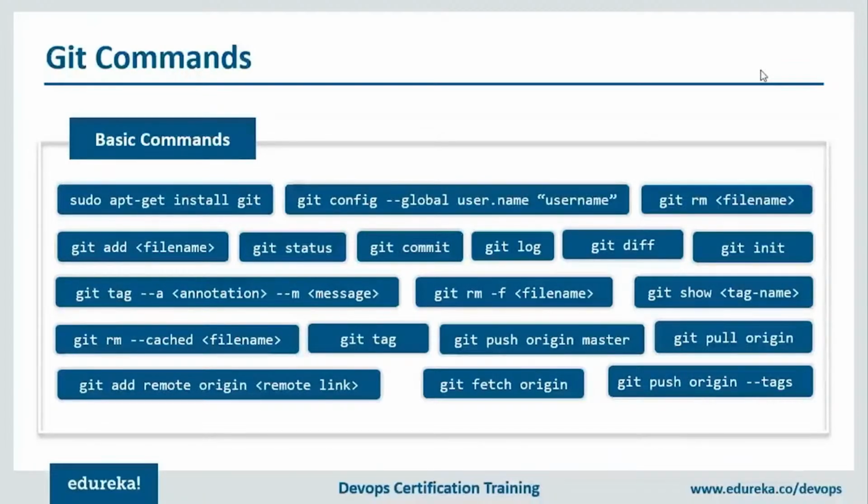Git pull origin is to pull the data in the remote repository to the local repository. Git remote add origin and the remote link is to link the local repository to the remote repository. Git fetch origin is to fetch all the files present in the remote repository to the local repository. Similarly, git push origin --tags is basically to push all the tags, that is all the commits that we have made, to the remote repository.